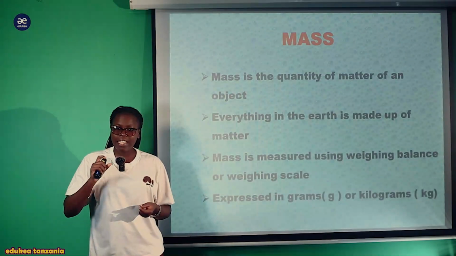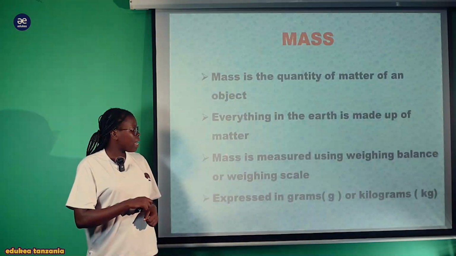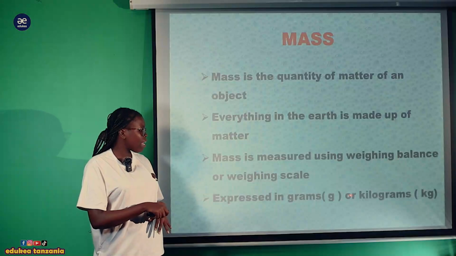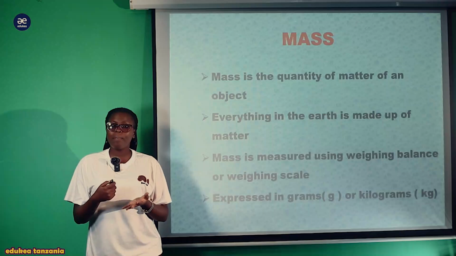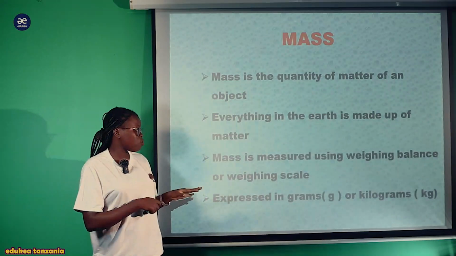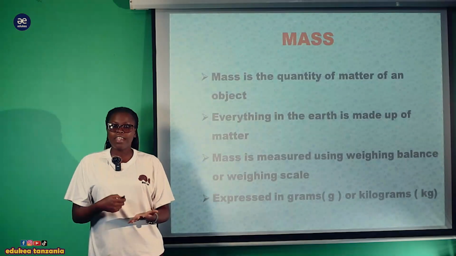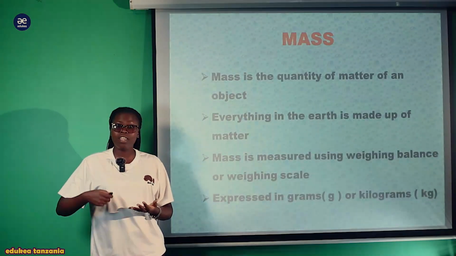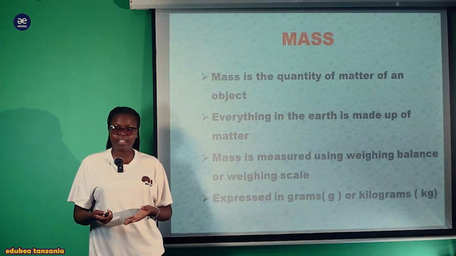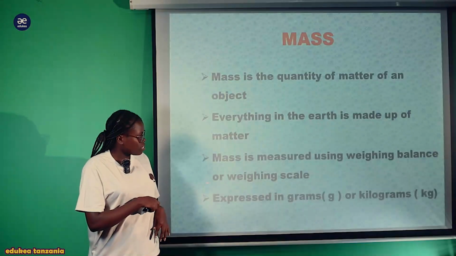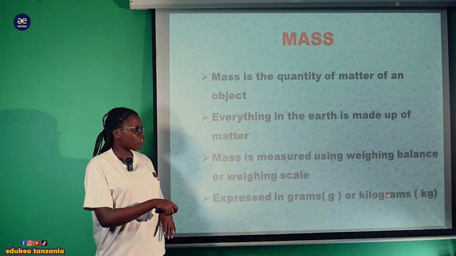Now, mass is measured using a weighing balance or weighing scale. Kwa mfano ukienda madukani, umeenda kununua mchele wako, utaona pale kuna mizani. Ile ni weighing balance ambayo inatumika katika kupima uzito. Maybe unaenda nahitaji sukari robo, nahitaji sukari nusu, nahitaji sukari kilo moja. Tunatumia weighing balance kwa ajili ya kupima uzito wa ile sukari. Or it can be expressed in grams na vile vile in kilogram. So these are the main SI units which are used in measurement of mass.